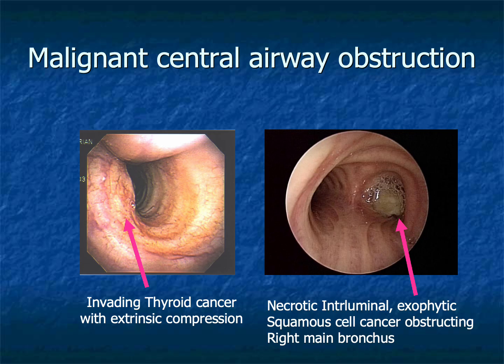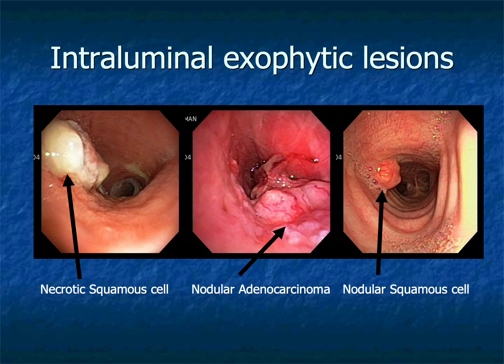Central airway obstruction may result from intraluminal tumor growth, extrinsic compression, or a combination of both. Here we see examples of invading thyroid cancer with extrinsic compression and a necrotic intraluminal squamous cell carcinoma obstructing the right main bronchus. Some lesions grow directly into the airway lumen, producing exophytic obstruction.